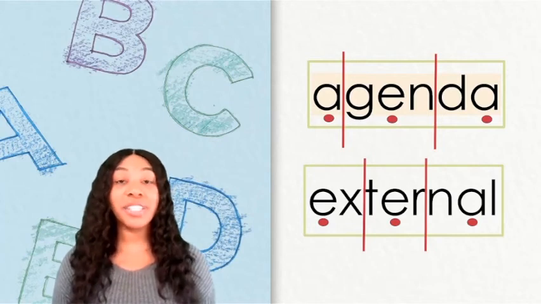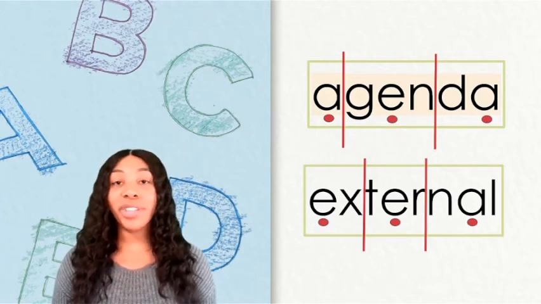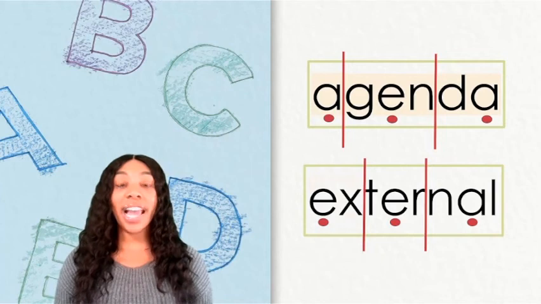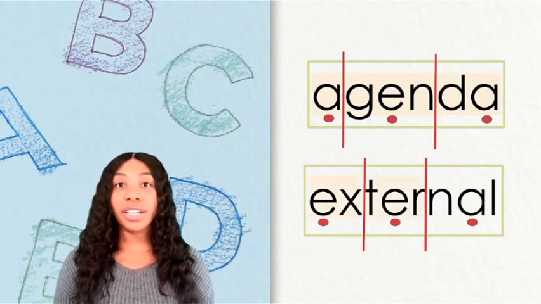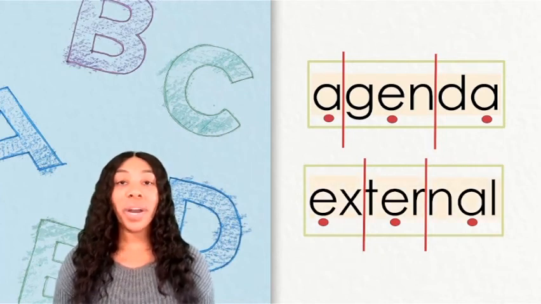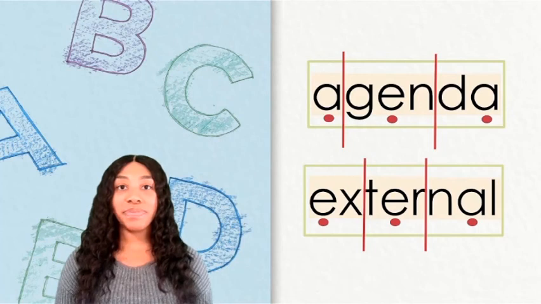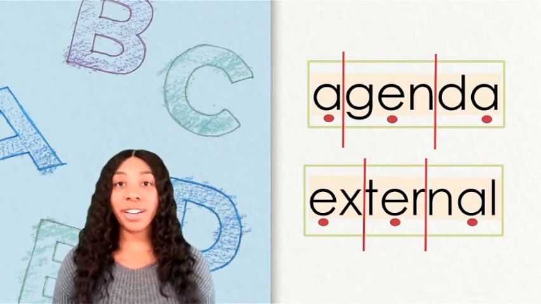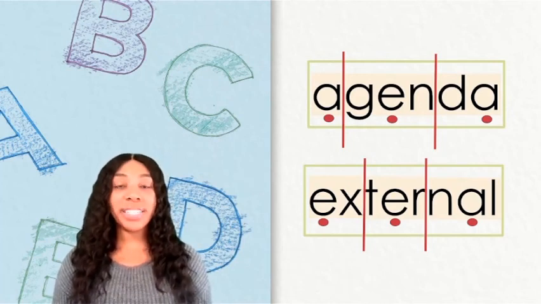Now it will be easier to read the syllables. Starting with the first syllable, we have ex, ter, nal. What is the complete word? External. Great work, syllable sleuths.